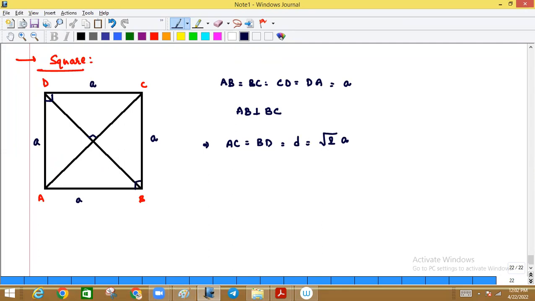Obviously, if two sides are A and A, what is the hypotenuse? Hypotenuse is root 2A because hypotenuse is under root of side square plus side square. That is root 2 times of A. Understood? Right? We know diagonals are also perpendicular.